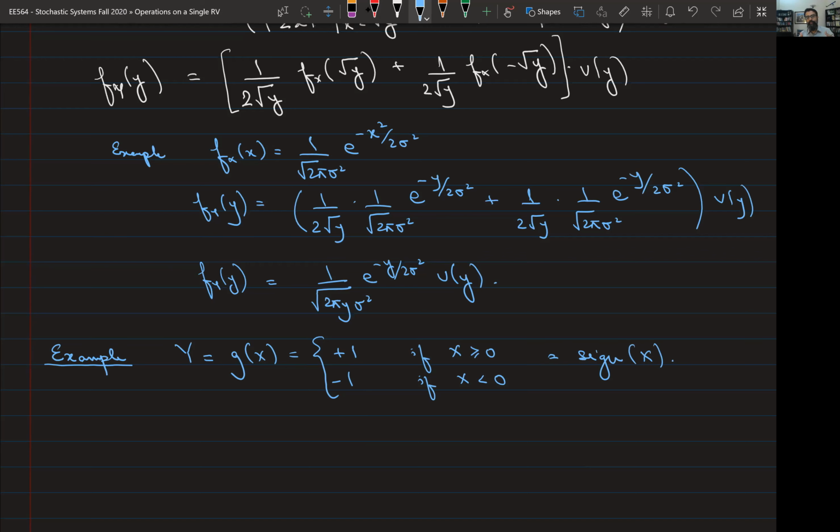right? You have a random variable which is an input, right? And you're just determining what its sign will be. Okay? So it's like an LED which lights on if the sign bit is positive and turns off if this is negative. Okay? So it's plus 1 or minus 1. Okay? And let's say if x is Gaussian, 0 mean, and some variance sigma squared, determine the PDF of Y. Okay.